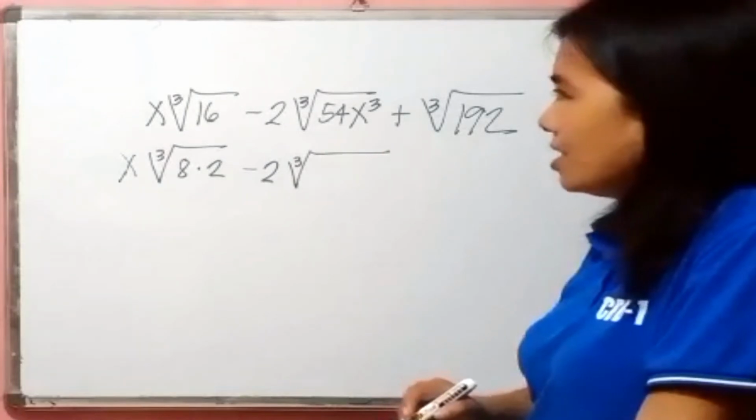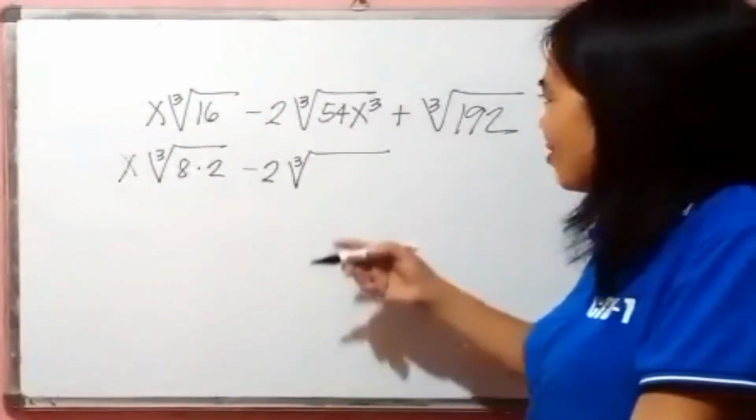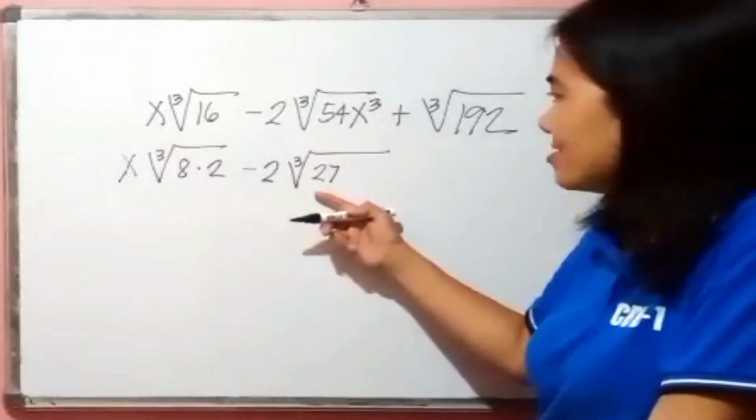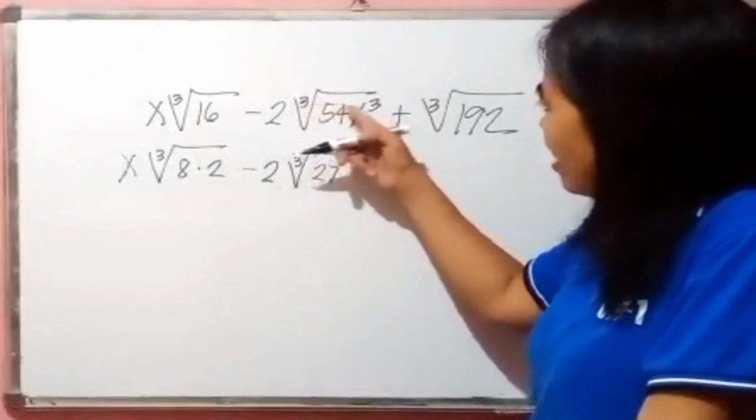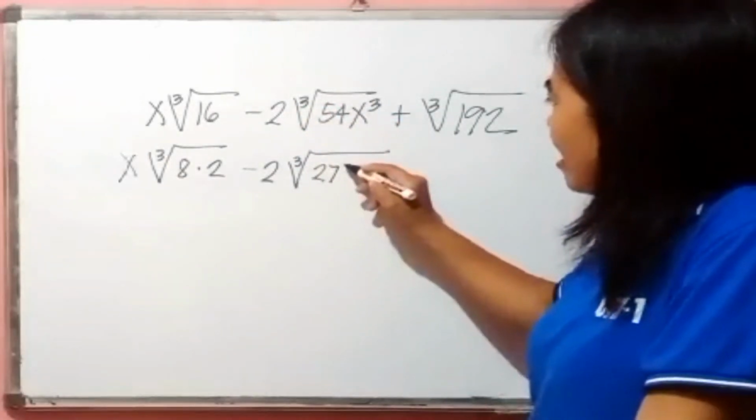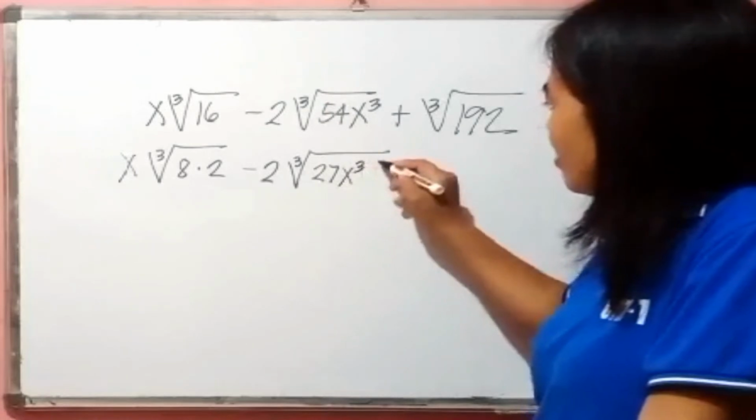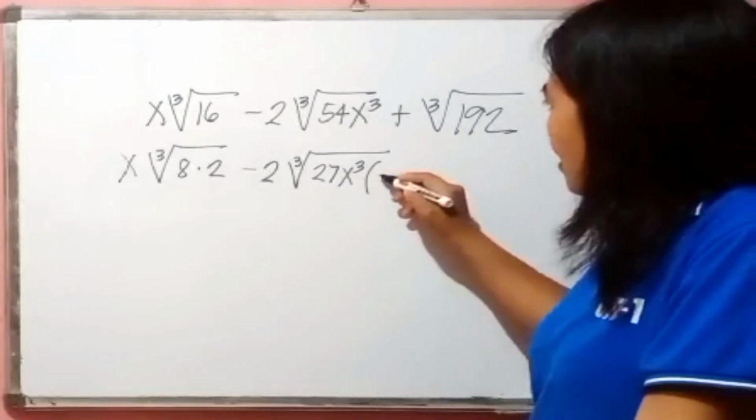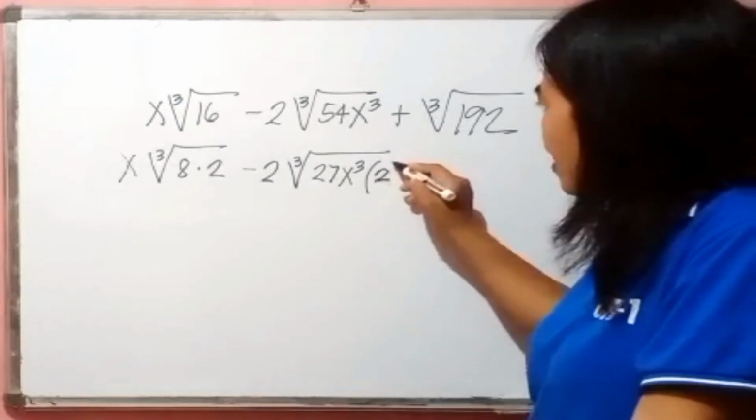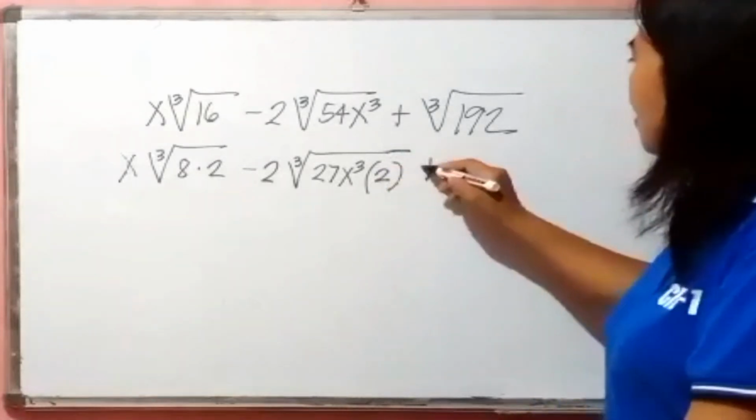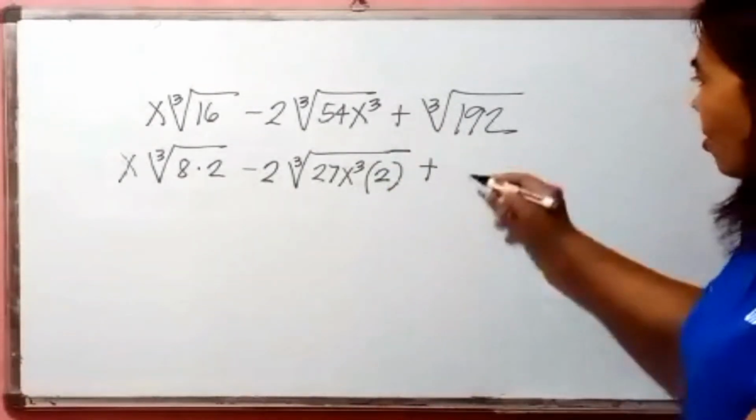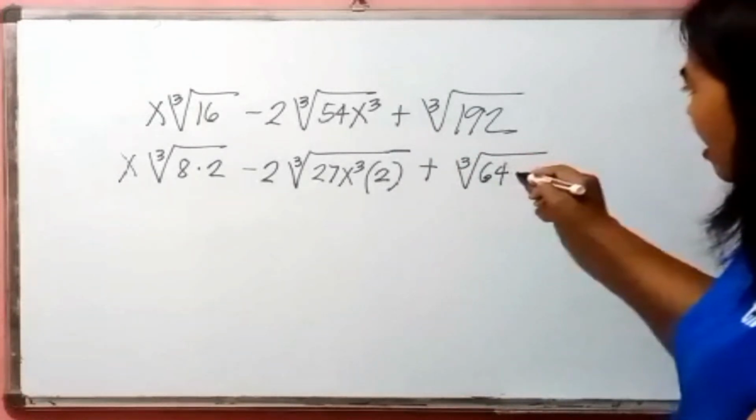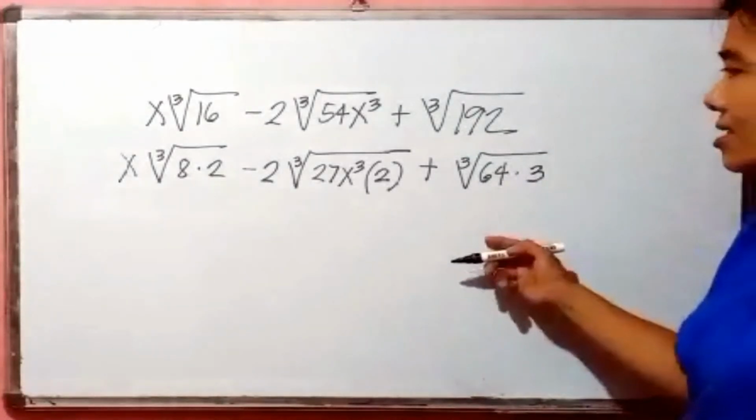Here naman, let me make use na lang of 27. So, 27 is perfect. That's cube root of 27 is 3. Now, si x cubed, parehas naman sila. So, kaya na yung ilabas. Okay? So, x cubed lang muna. And then, here, meron tayong 2. Okay? Tapos, yung 192 has factors na 64 and 3. Okay? So, yun.